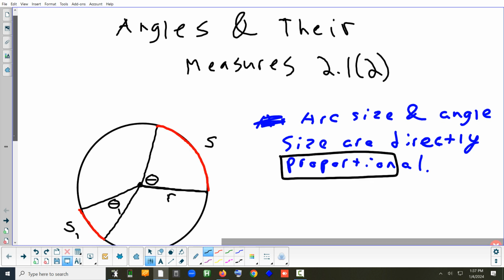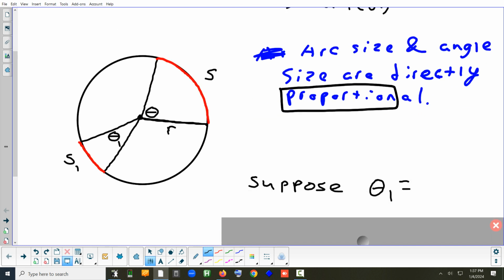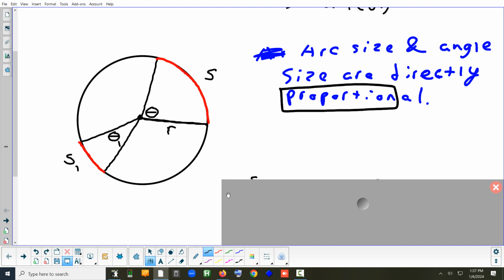All right. So let's see if we can set up our proportion. And then, once we do that, we're going to have to know something already, and it's going to connect with yesterday.